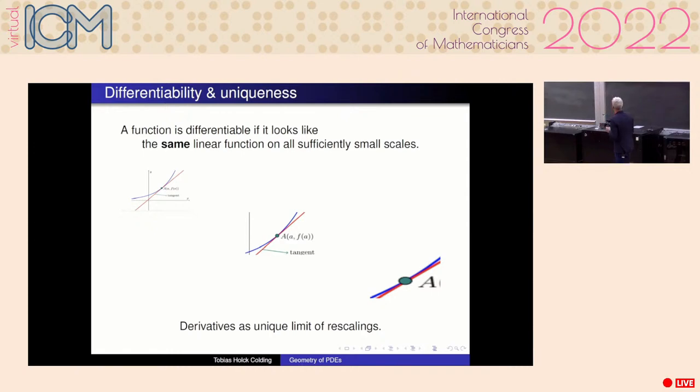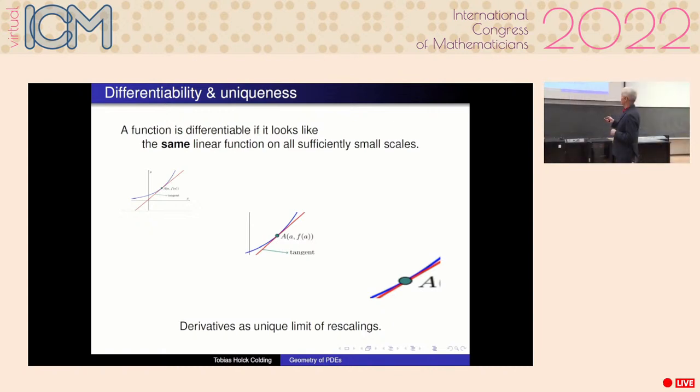So here you have a nice function. The blue is the function we're looking at. If we look at it at one scale, it looks kind of like this linear function. If we blow it up here, it looks like the same linear function. And here we blow it up even more, and this looks like the same function. So it's a good bet that this function is actually differentiable.